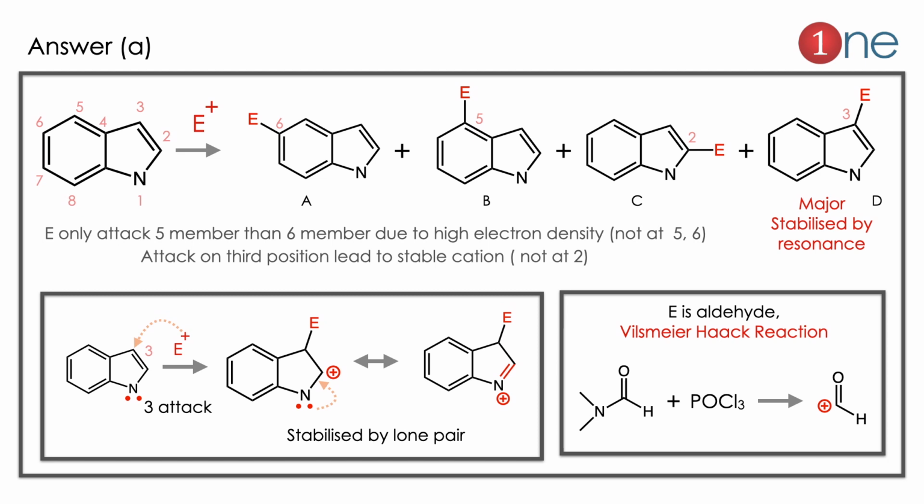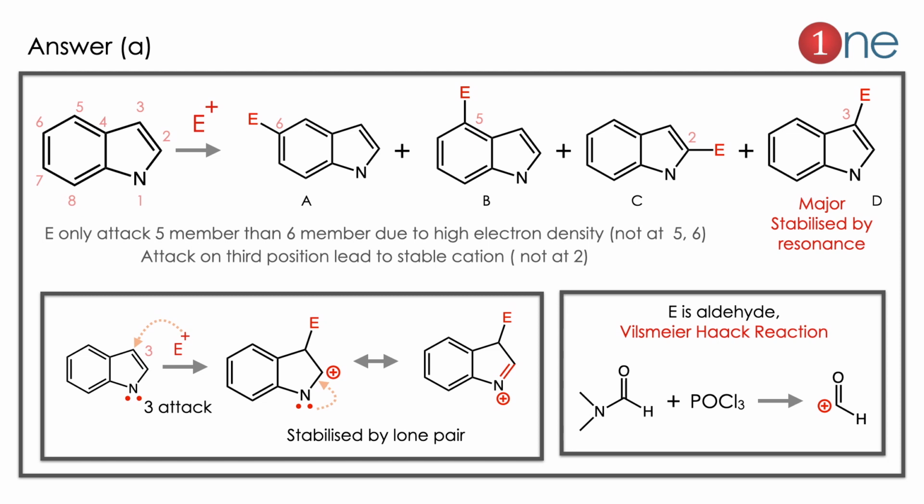Let us see why. Here, in the diagram below, the electrophile is attacking and a carbocation is forming. Here the carbocation is stabilized by the lone pair on the nitrogen. So the lone pair shifts and stabilizes the nitrogen. So the resonance makes the carbocation very stable. So only attack on the third position is stable.